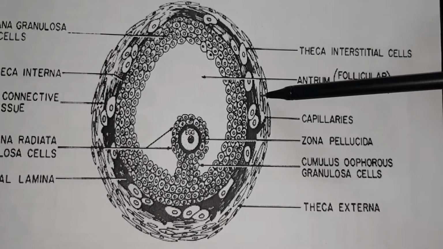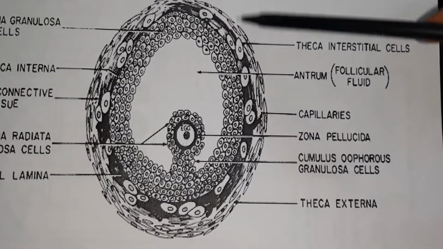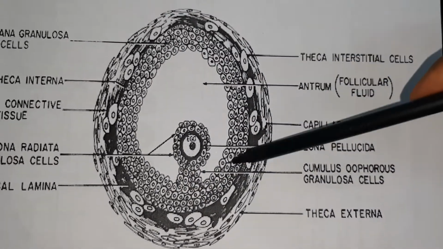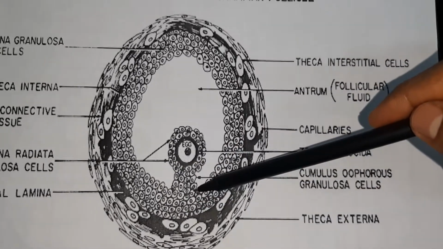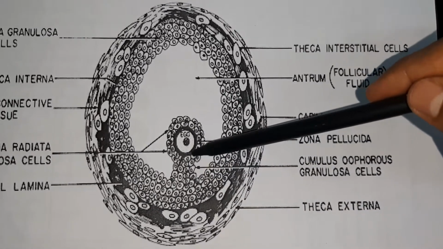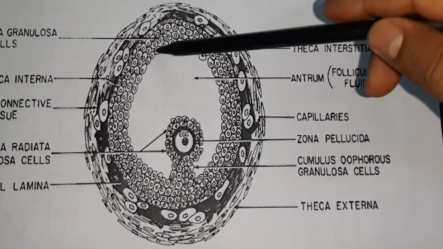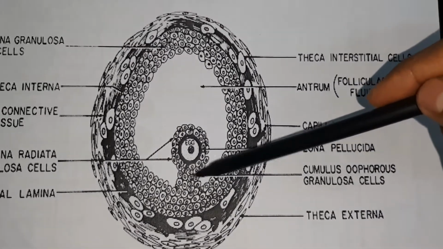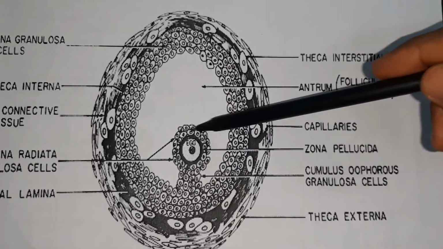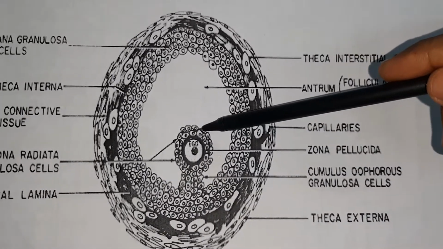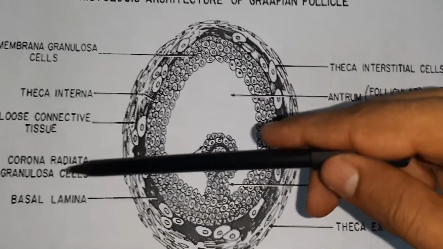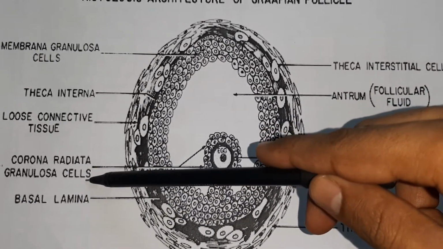So theca externa, then theca interna, then there are layers of the granulosa cells. So here there is a layer of granulosa cells. Some granulosa cells form the neck through which the ovum attaches with the layer of granulosa cells. We call it cumulus oophorus. Then the cells which cover up the ovum, that is the follicular cells which cover up the ovum, we call it corona radiata. So here it is written corona radiata, granulosa cells.